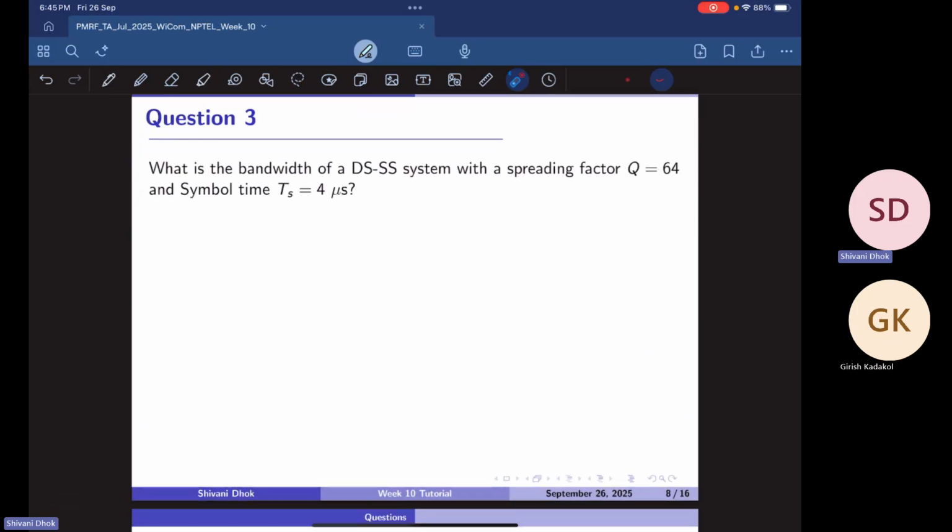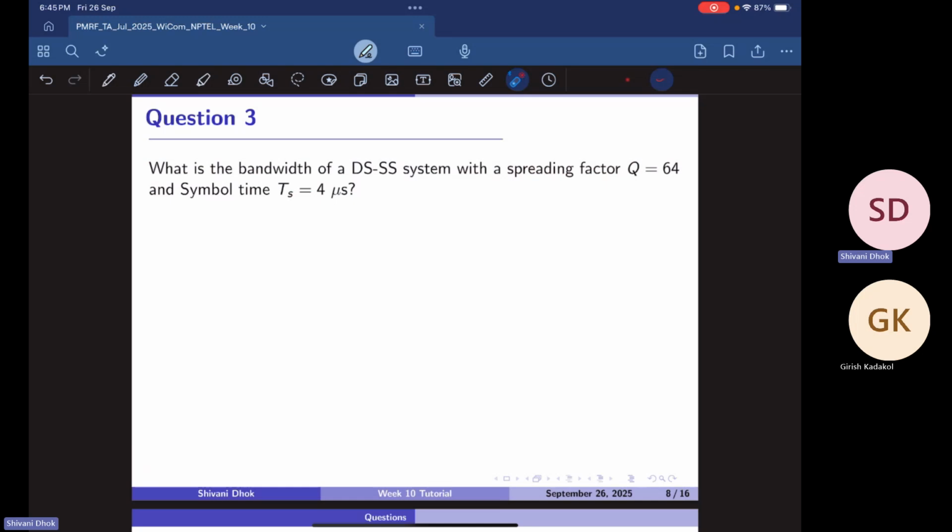Now I think the remaining questions that I have planned to cover today are a little bit similar, apart from one or two. I am not taking memory questions related to CDMA 2000 and all those things. I'm just taking questions which are numerical based. So let's start with the third question.